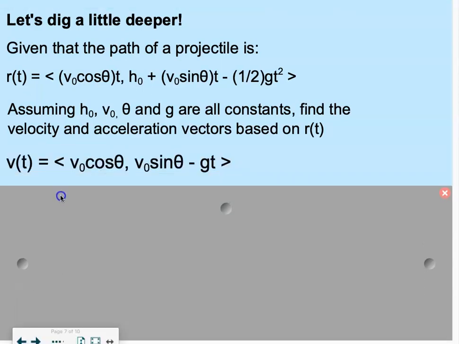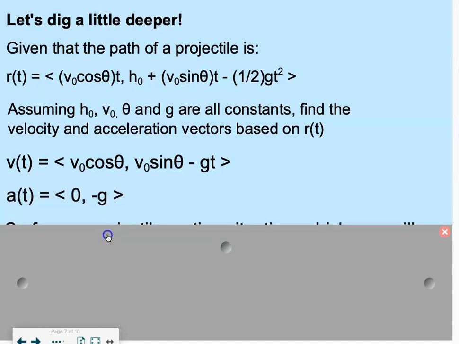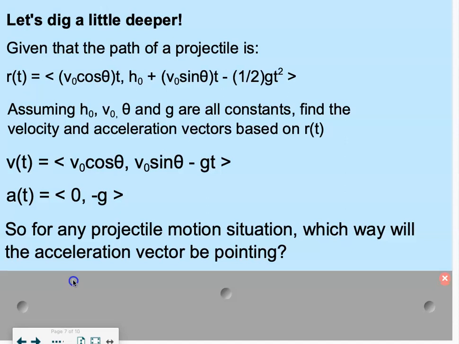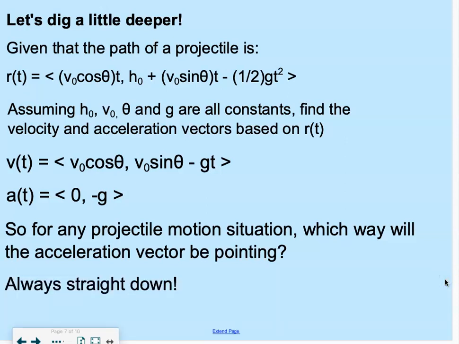All right, so your v of t is v sub 0 cosine theta, and then v sub 0 sine theta minus g t. So your acceleration is just 0, negative g. This is just a big constant. Which means your acceleration is always pointing down. You're always accelerating towards the Earth. So, anyway, good work today.